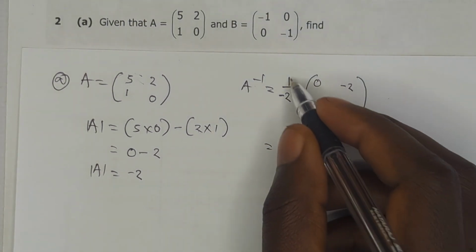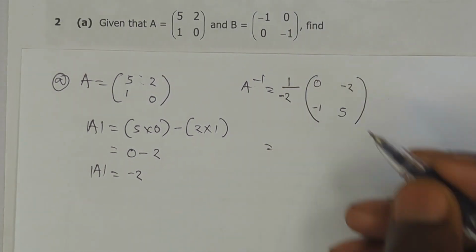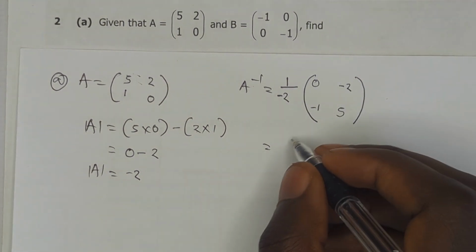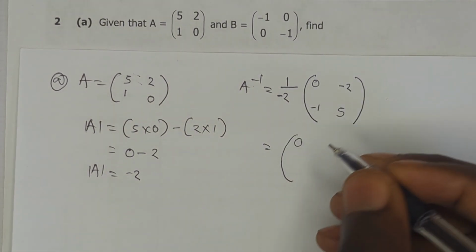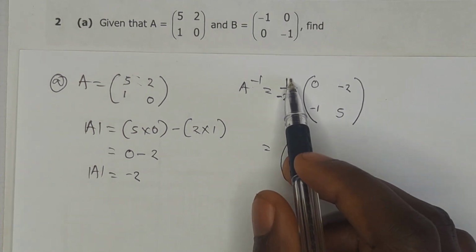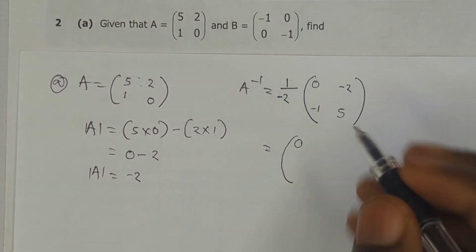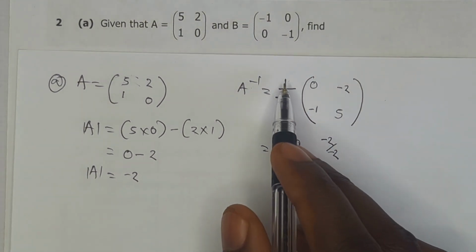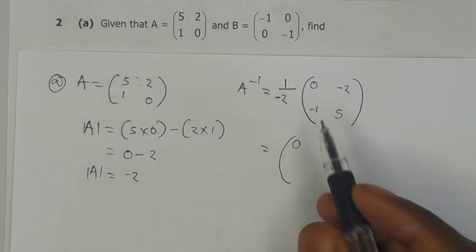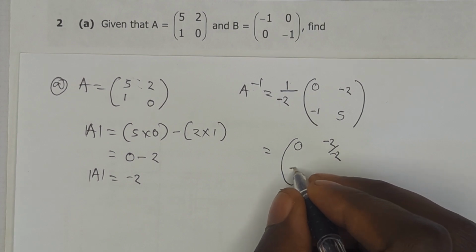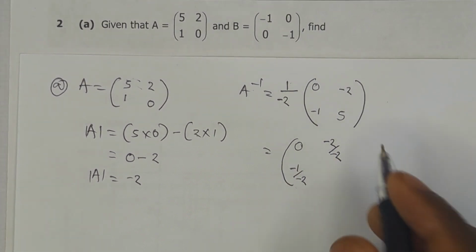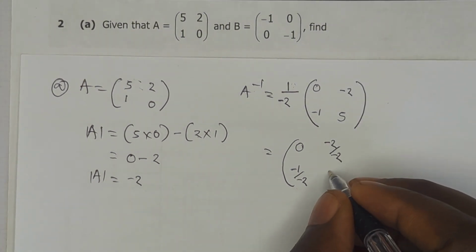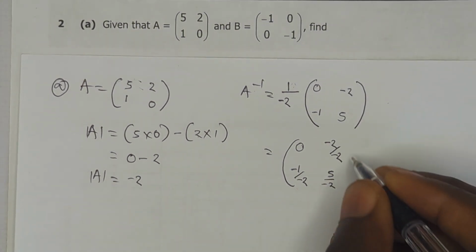So we can multiply this with everything inside here. So 1 over -2 multiplied by 0, this is 0. 1 over -2 multiplied by -2, this will be -2 over -2. 1 over -2 multiplied by -1, this will be -1 over -2. 1 over -2 multiplied by 5, this will be 5 over -2.